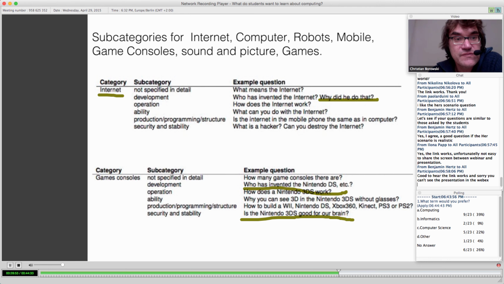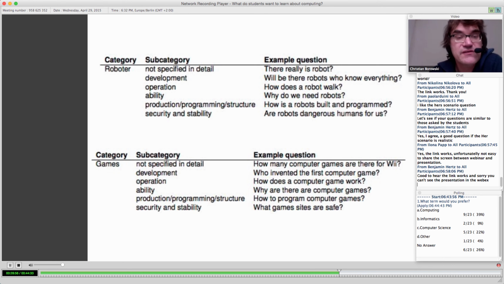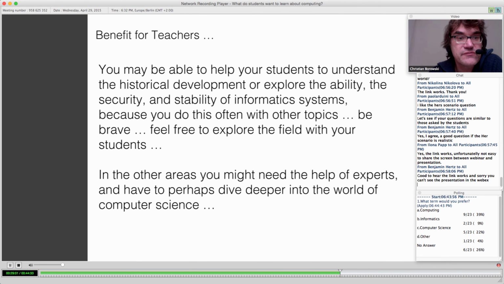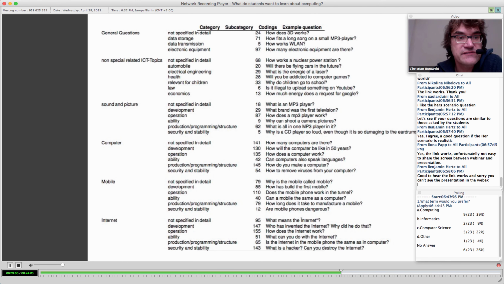At the end, I have here more questions. You may look later. For you I show at the end here all categories, general questions, so you can see what this means and what we said, what non-special, not related ICT topics, like questions about automobiles or heels. We also coded them as non-related ICT topics.